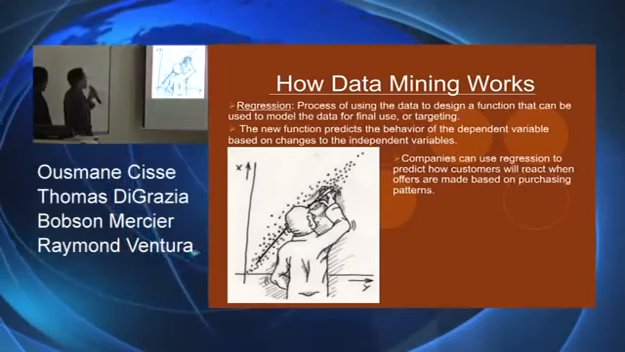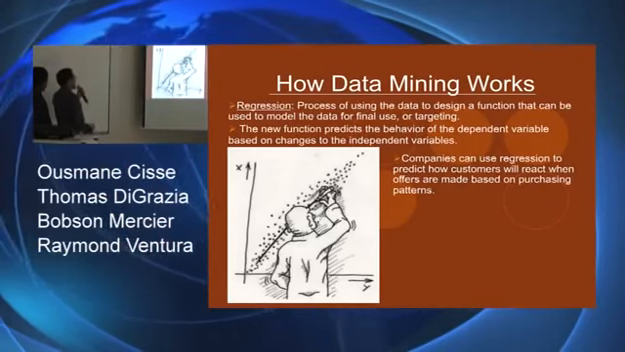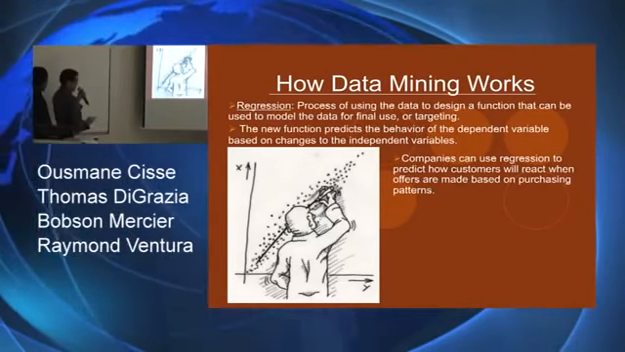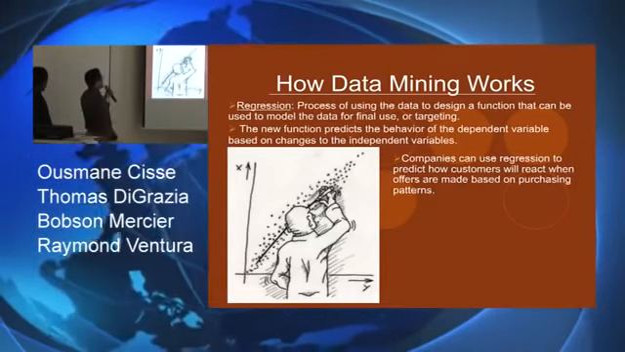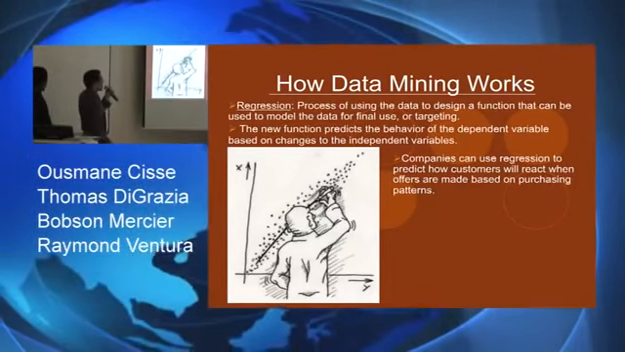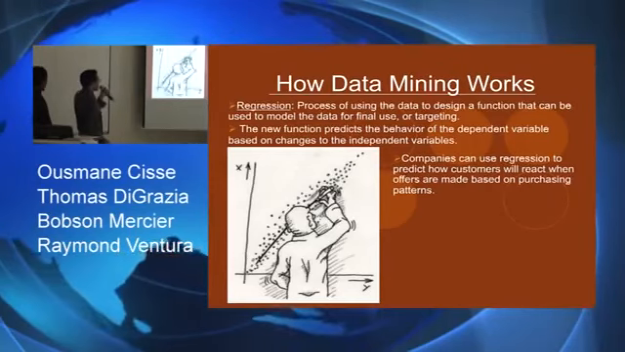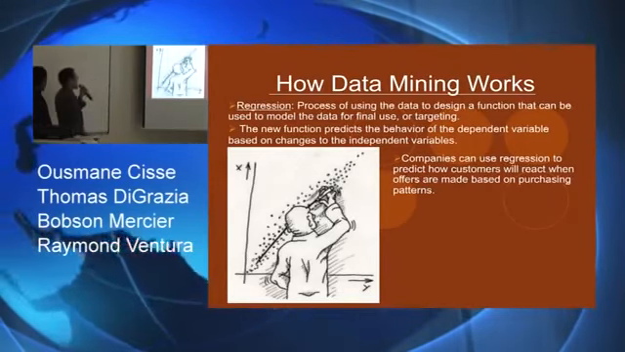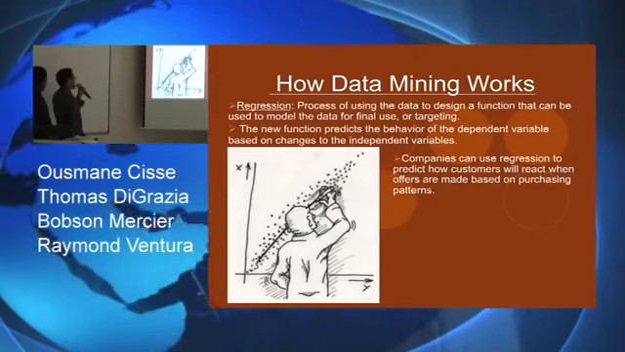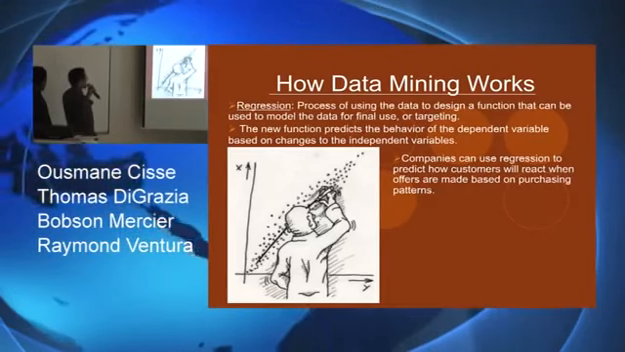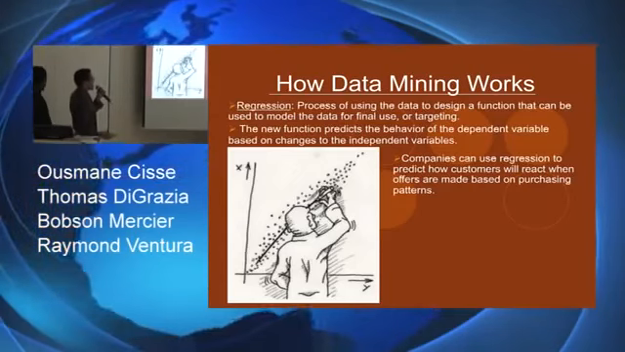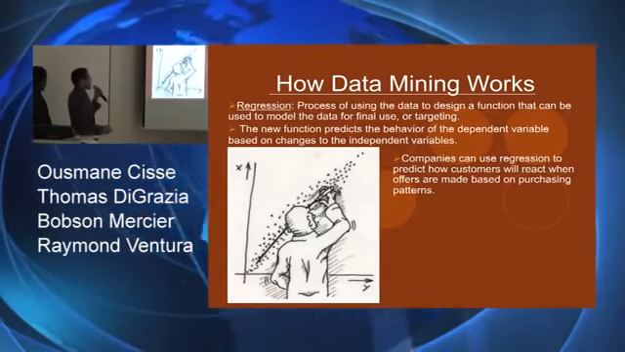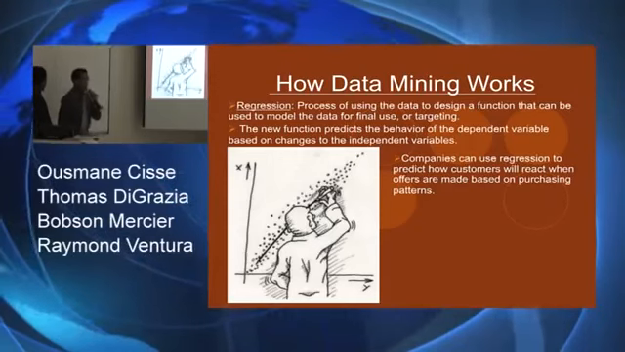Then the last step is regression. After the first three steps, you can now formulate a function that's going to help you make predictions. It's pretty much the process of using data to design a function that can be used to model the data for final use or targeting. The new function predicts the behavior of the dependent variable based on changes to the independent variable. And then companies can use regression to predict how customers will react when offers are made based on purchasing patterns.